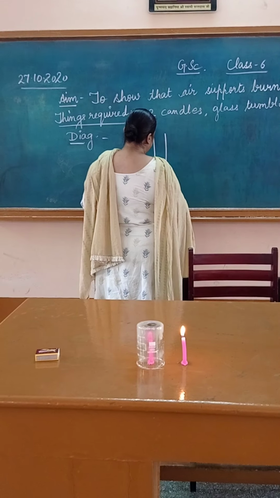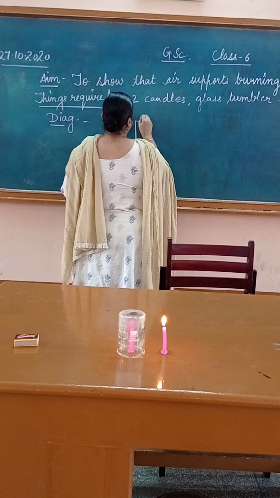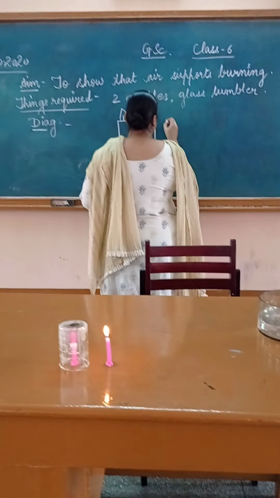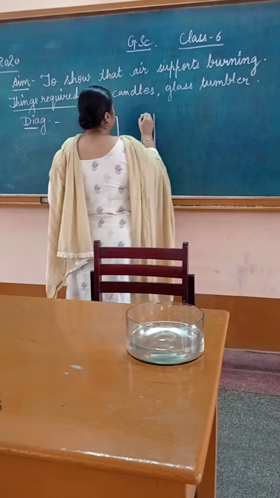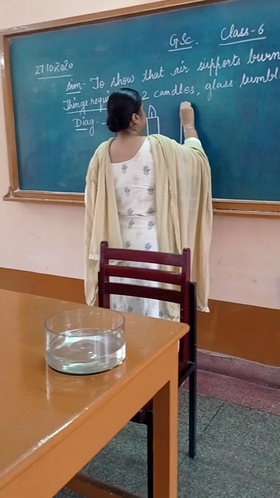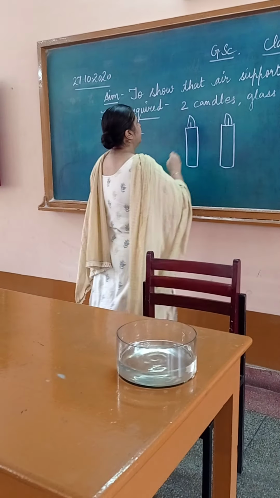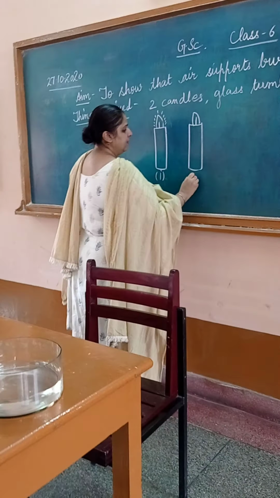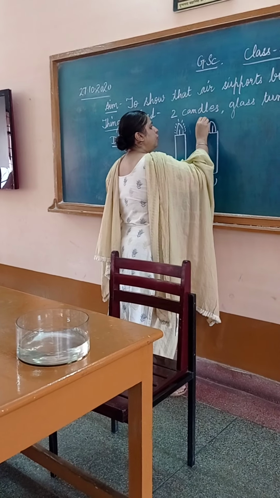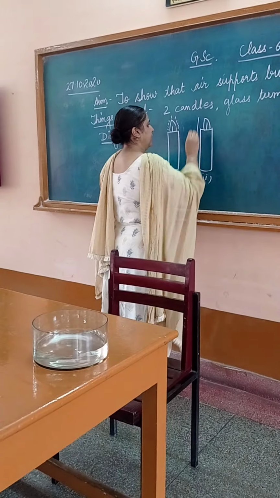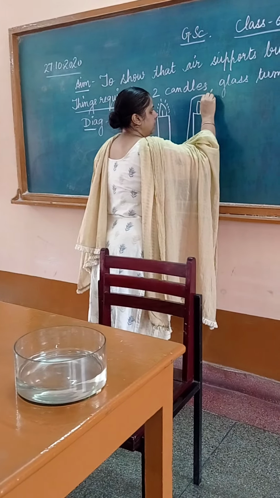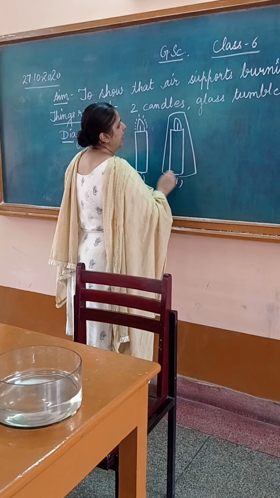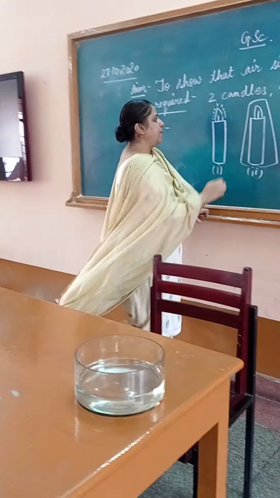You will draw the candle, rather two candles. Here I am drawing two candles. After this, you will show like this that this is burning. Candle 1, candle 2. What you will do? You will invert a glass or a tumbler like this. It will show that it stops burning. It is not burning now.